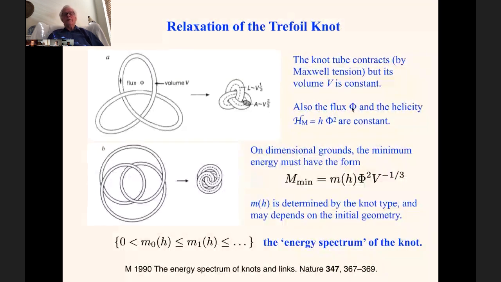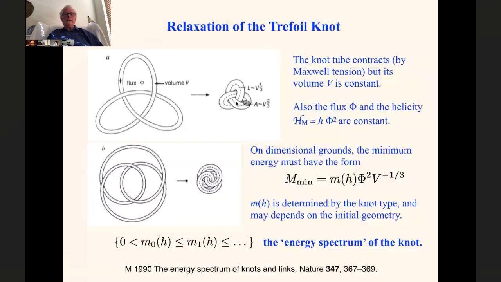So these are the two constants, flux and volume, but also the helicity. So the H parameter here is constant. And on dimensional grounds, the ultimate magnetic energy must have the form m of H, some dimensionless function of this dimensionless variable, times phi squared V to the minus 1/3, this having the dimensions of energy.